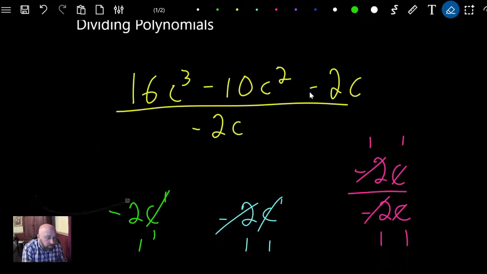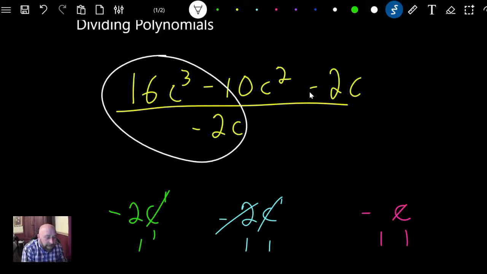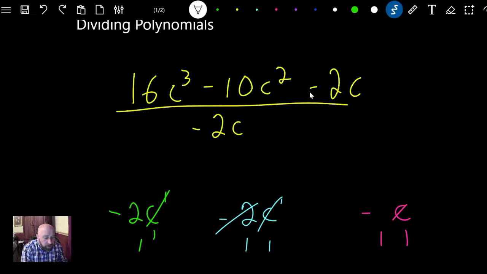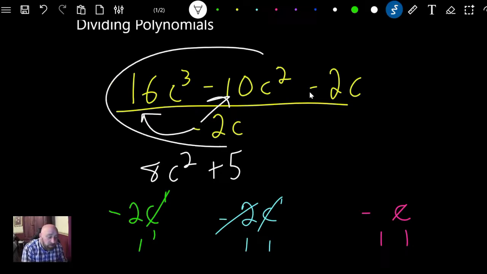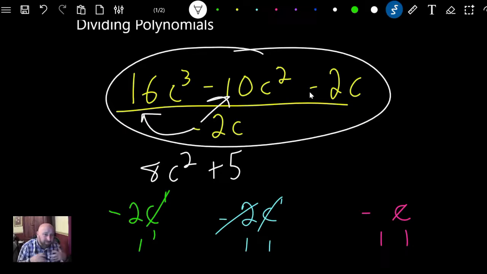Erase some of this stuff so you can see it up here. And some people just from right here, they do it. And so they're like, okay, -2 goes into 16. That goes 8 times. So they get an 8 here. And then c goes into c squared. And then they go, -2 goes into 10, +5. And so they solve it all from right here. If you can handle that, great.